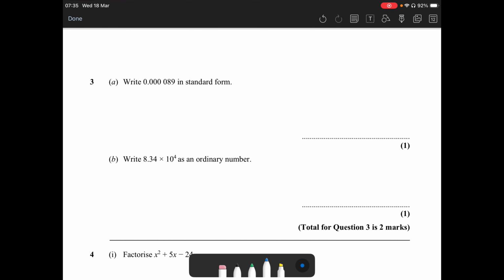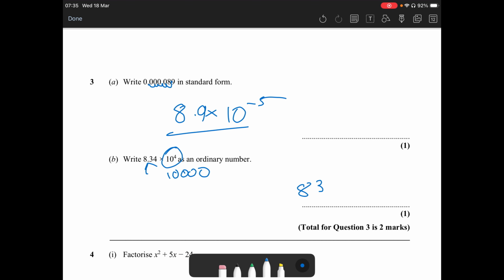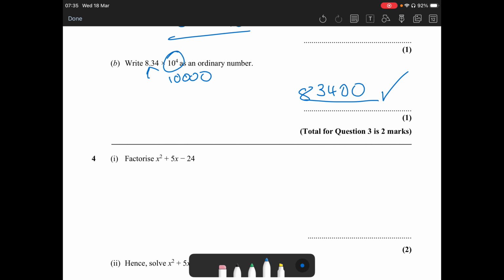Number 3, in standard form, right? So think about it. The first number has to be between 1 and 10, so it's definitely going to be 8.9. I put the decimal place there. And you need to move it 1, 2, 3, 4, 5 to the right, and because it's a smaller number, it'll be 10 to the negative 5. That's the answer. This, again, remember, is a 1 followed by 4 zeros, so move that decimal point 4 places to the right. So you will need 2 zeros as placeholders, because obviously it moved 1, 2, 3, 4 places to go there. So that's the answer, no decimal place, obviously, in the answer.